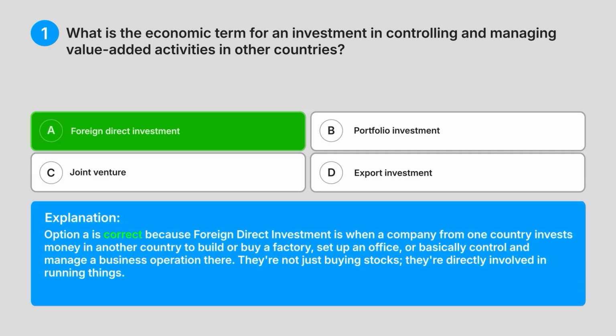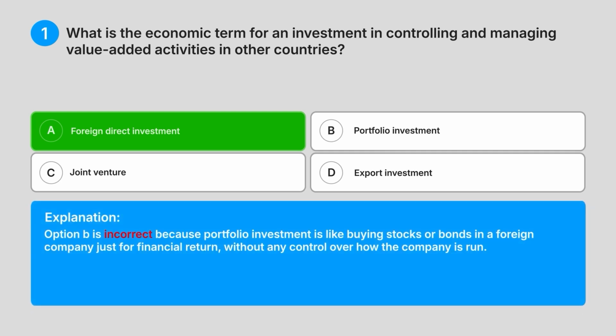Explanation? Option A is correct, because foreign direct investment is when a company from one country invests money in another country to build or buy a factory, set up an office, or basically control and manage a business operation there. They're not just buying stocks, they're directly involved in running things.